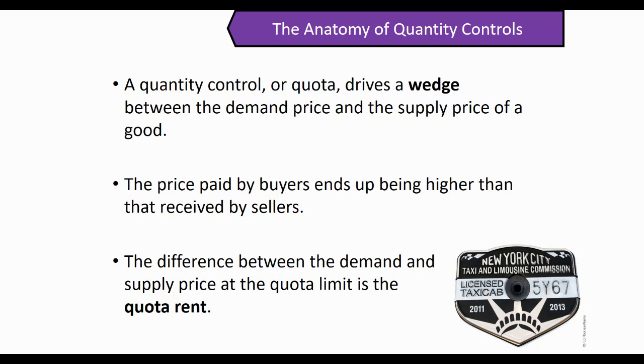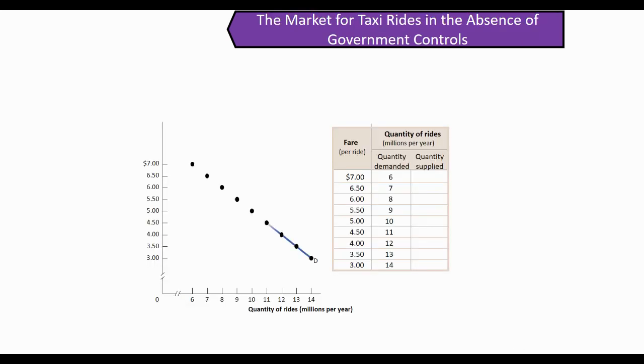Usually the buyer ends up paying a much higher price than what the seller receives, and that difference is what they call the quota rent, or let's say the licensing fee, that is tacked on for the producer or supplier of a particular product. This is done, once again, to reduce the overall quantity of a product.